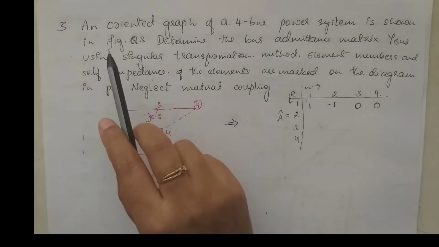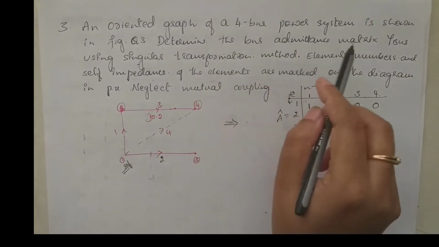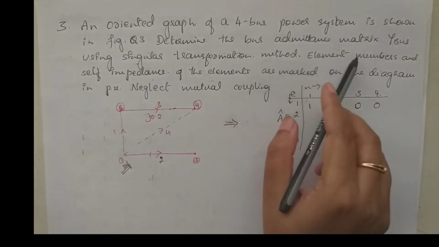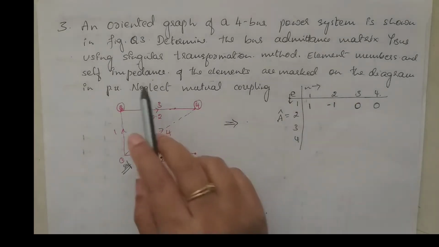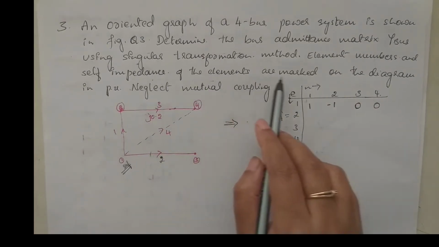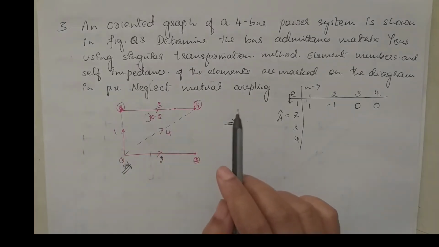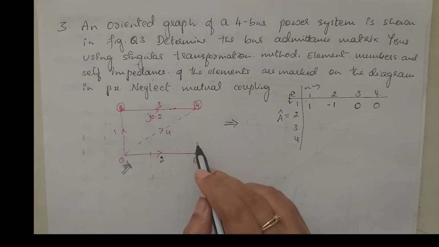The third problem is given like this: an oriented graph of a 4-bus power system is shown in the figure. Determine the bus admittance matrix Y-bus using the singular transformation method. Element numbers and self-impedances of the elements are marked on the diagram in per unit. Neglect the mutual coupling. So, directly the oriented graph is given.